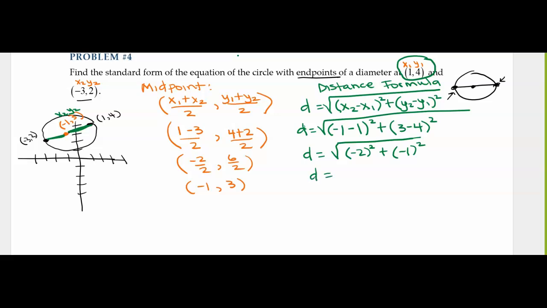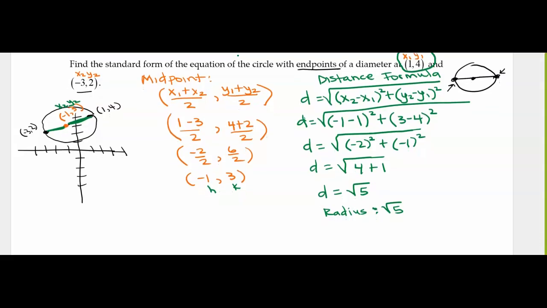All right, but when I square a negative like this, those become positive. So negative 2 all squared is 4. And then negative 1 all squared is 1. And so my distance on that is going to be the square root of 5. So that means what I was finding there is my radius. So my radius is square root of 5. All right, so I know my center, here's my h and my k, and here's my radius. So now I can use those things to find the equation of the circle.